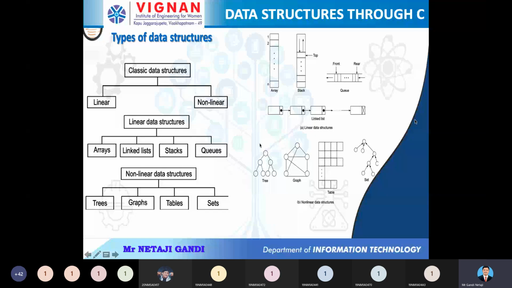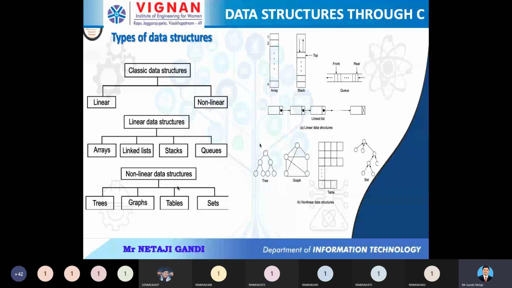You can arrange data from any point of view. That is called trees, graphs, and also tables and sets. Majorly, we can discuss the trees and graphs in the data structures concept. That is the non-linear data. So majorly it will be classified into two types: linear data structures and non-linear data structures.